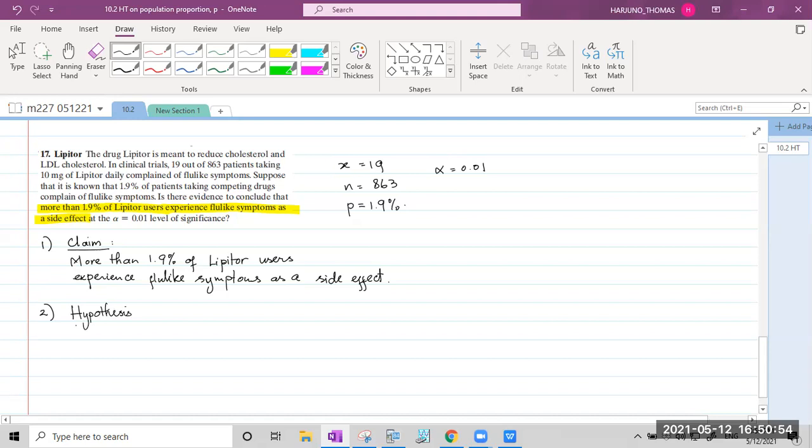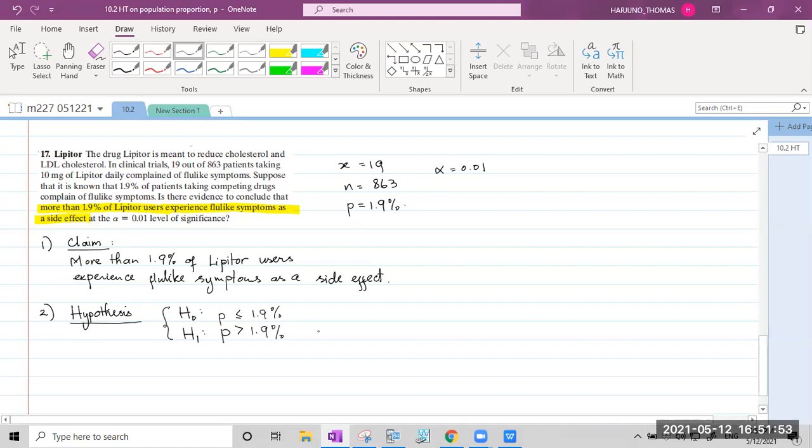The purpose of keeping the structure like this, 1, 2, 3, 4, 5, 6, is to make sure that we are so tight, so strict, that the conclusion we get is supported by evidence and not by some lie. Now we want to know if the P, the proportion of people taking Lipitor and have flu-like symptoms, is more than 1.9%. So the alternate hypothesis is P greater than, from the words more than, 1.9%. So this P here is less than or equal to 1.9%.